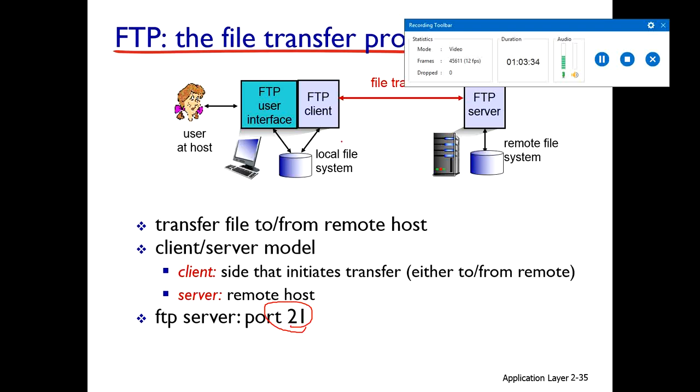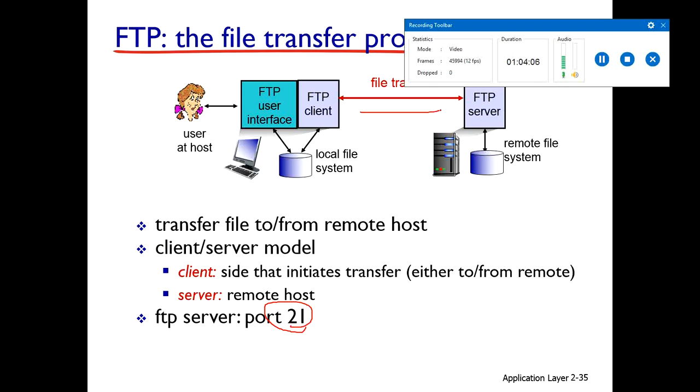Now how does FTP work? Let's understand this figure. The user interacts with FTP with the help of the FTP user agent, which we call the FTP client. The user first of all provides the host name of the remote host it wants to contact, causing the FTP client process in the local host to establish a TCP connection with the FTP server in the remote host.